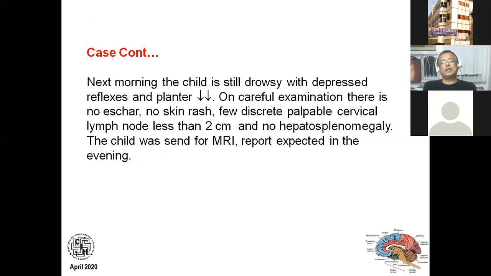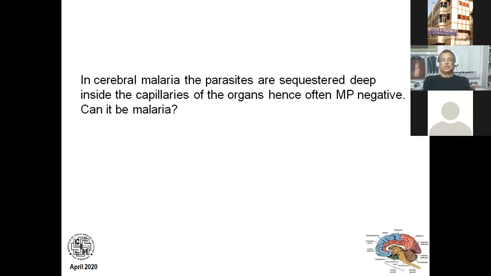So the next morning, the child is still drowsy and has depressed reflexes. The plantar was flexor. On careful examination, there was no scar, no skin rash, few discrete palpable cervical lymph nodes, less than 2 centimeter, and no hepatosplenomegaly. The child was sent for MRI, report expected in the evening. In cerebral malaria, the parasites are sequestered deep inside the capillaries of the organ, and hence often MP is negative. So can it be a cerebral malaria?